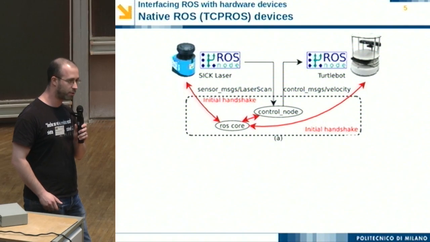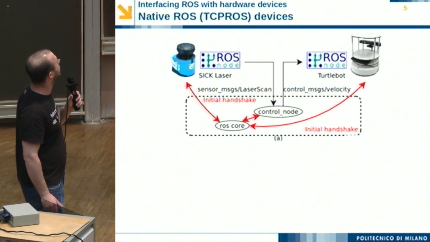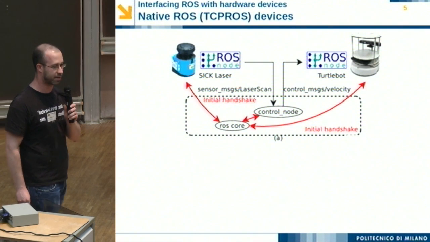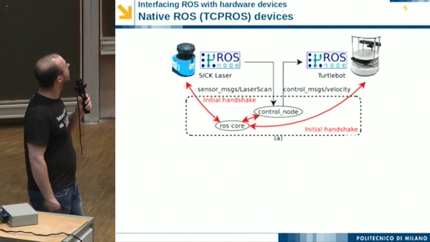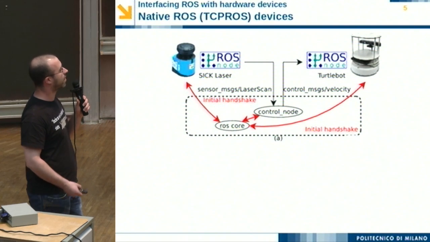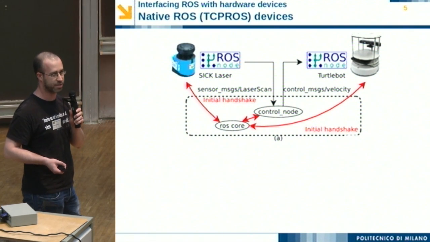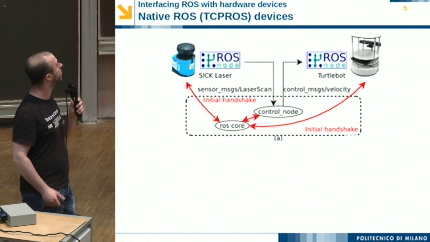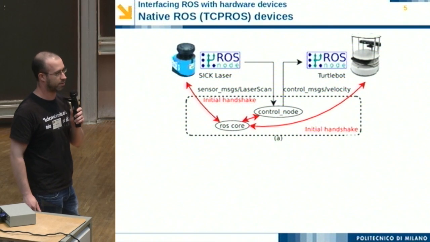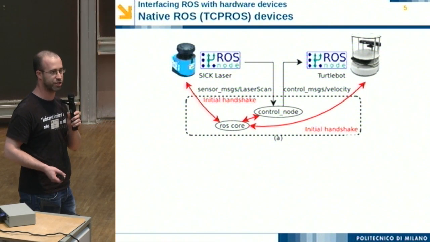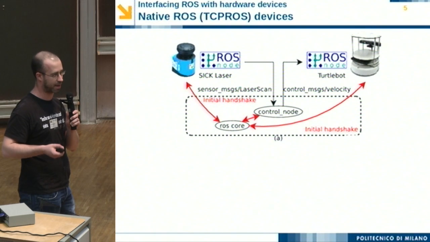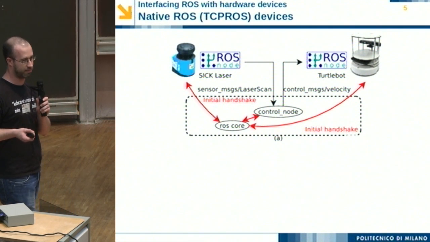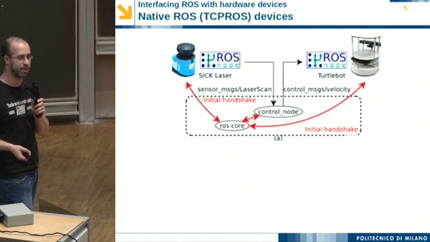So, what we would like to have is many hardware devices that natively speak the ROS language. For example, the SICK laser which has an Ethernet connection could directly publish ROS messages over the ROS network. Or we can have robotic platforms which subscribe directly to ROS topics, and you can control and interface with the hardware as if it were a simple ROS node.